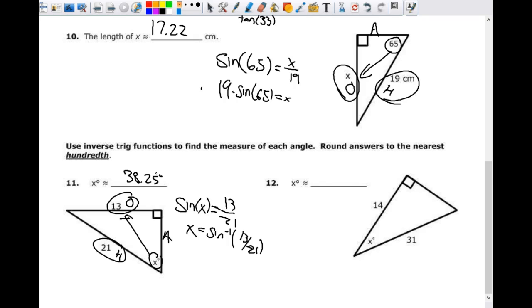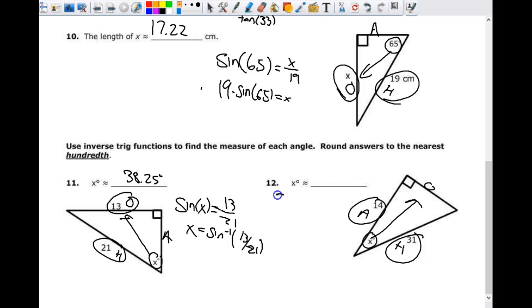This one. Same question: opposite, adjacent, hypotenuse. These are the two we're looking at. We have an adjacent, we have a hypotenuse.